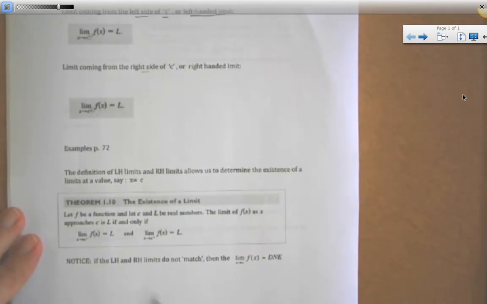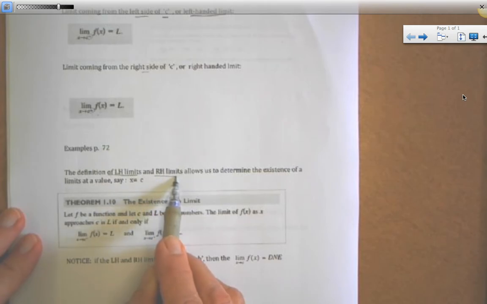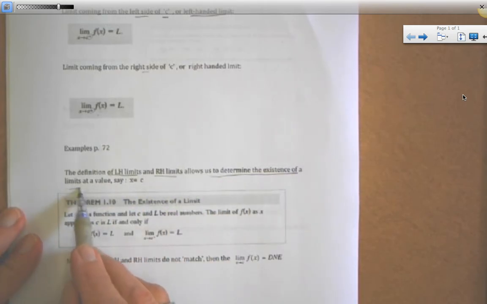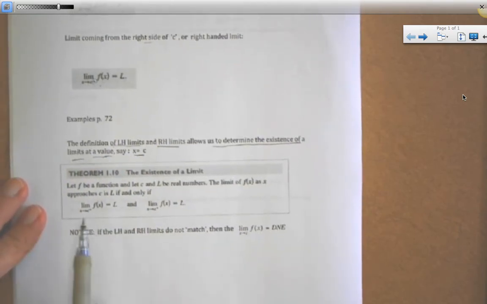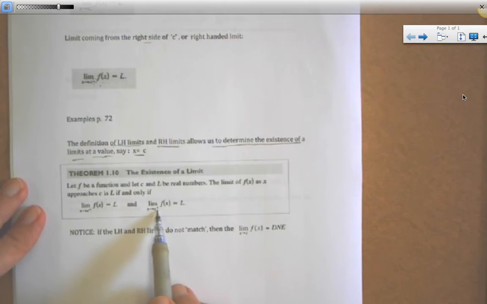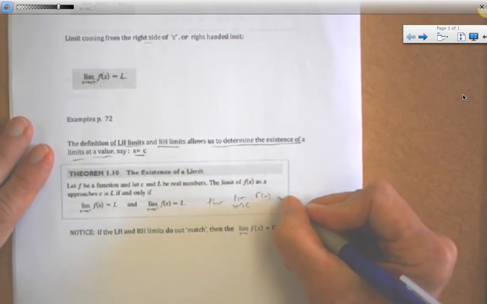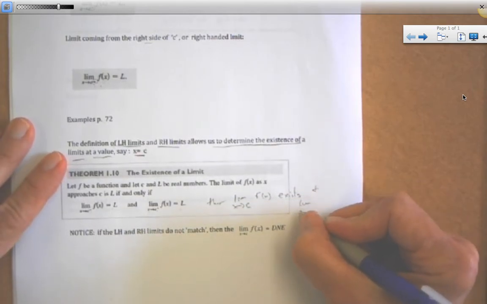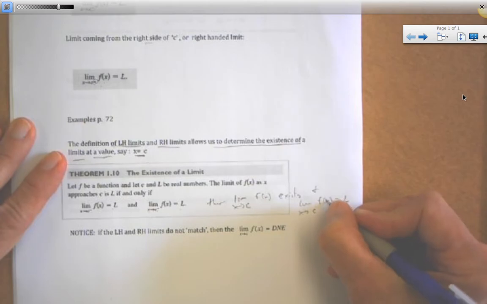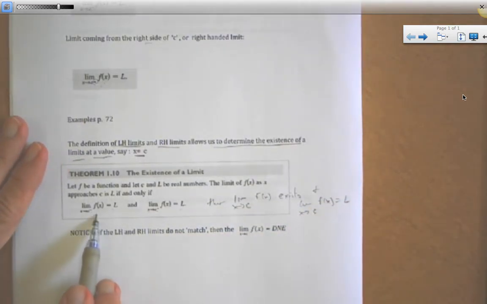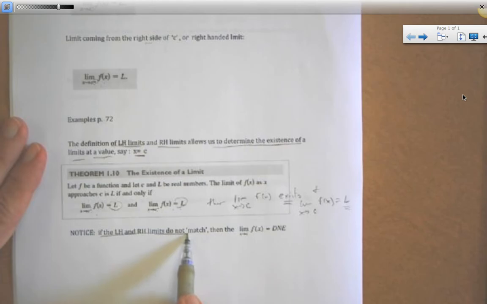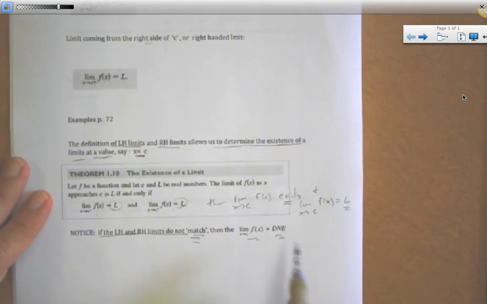All right. So sometimes these are called the left-hand limits and the right-hand limits. And they allow us to determine the existence of a limit at one location. If the limit of f of x as x approaches c from the left side is equal to L, and the limit as x approaches c from the right side also equals L, then the limit as x approaches c of f of x exists and equals L. So if you know the left-hand and right-hand limits have the same value, the limit exists, and it's equal to that value. If the left-hand and right-hand limits do not match, then the limit does not exist.